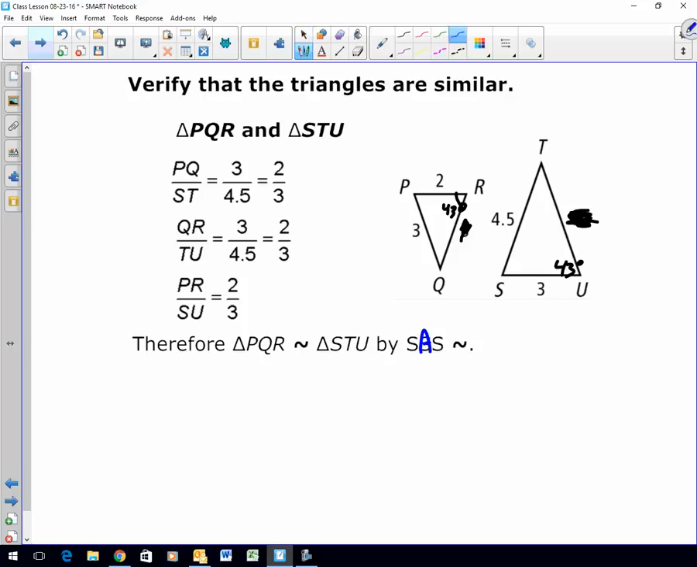What is angle R? Is it an angle or a side? That's not a good question. Yeah, it's an angle. Okay. What is R to P? An angle or a side? What is P to Q? An angle or a side?